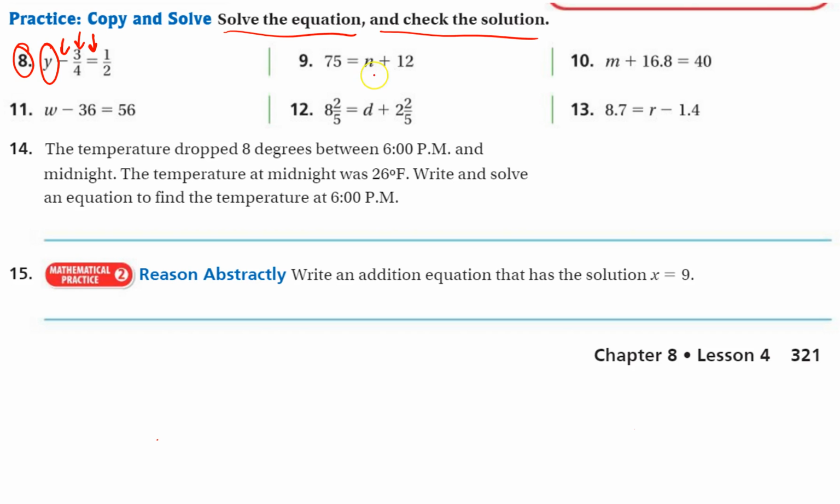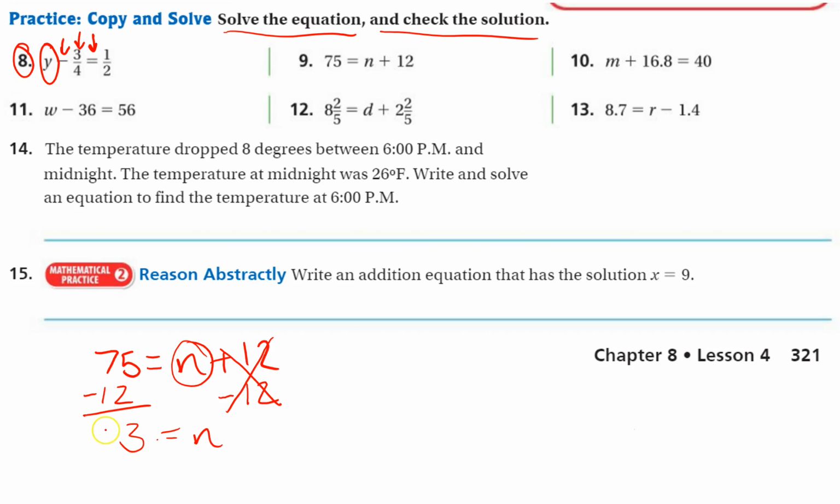Okay, number 9, 75 equals n plus 12. I want to get the variable by itself, but I have this plus 12, so I want to get rid of it by doing the opposite. Opposite of addition is subtraction, and then I subtract the same number. That gets rid of that 12, so leaving me with just n on this side. If I took 12 away from the right side, I have to also take 12 away from the left side. 5 take away 2 is 3. 7 take away 1 is 6, so n equals 63, and then I plug it in to check.